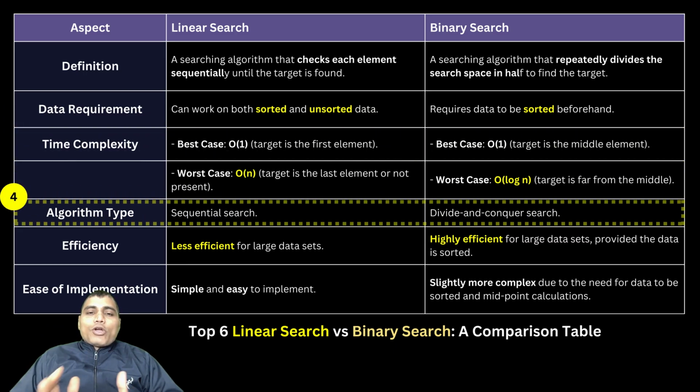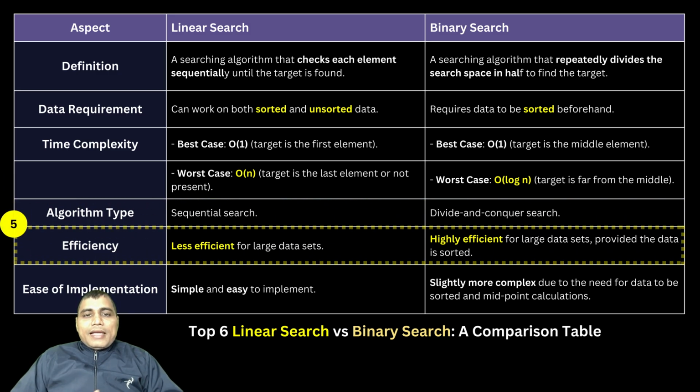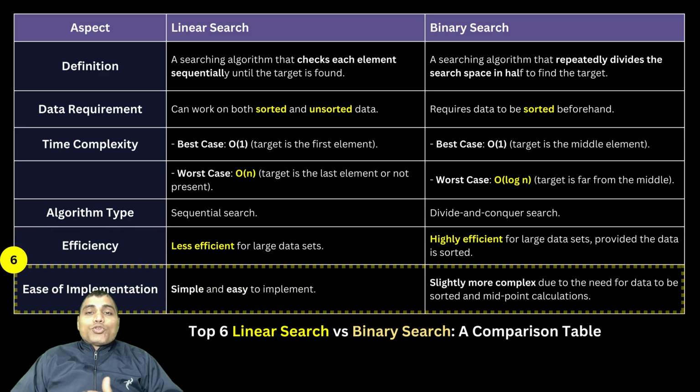Number 4, algorithm type. Linear search uses a sequential search technique, whereas binary search uses a divide and conquer search technique. Number 5, efficiency. Linear search is less efficient for a large dataset, whereas binary search is highly efficient for a large dataset. Number 6, ease of implementation. Linear search is simple and easy to implement, whereas binary search is slightly more complex due to the need for sorted data and midpoint calculation.